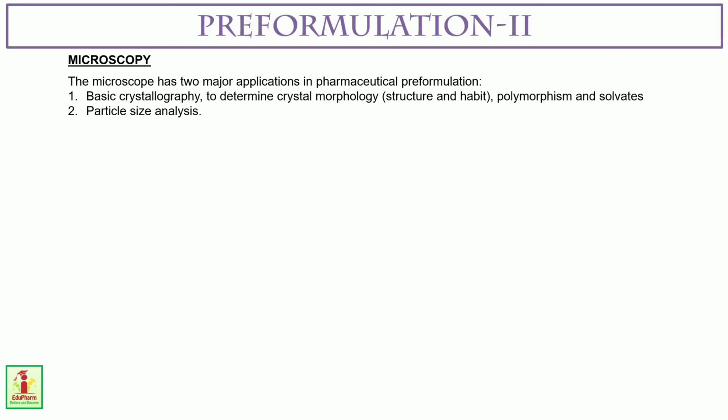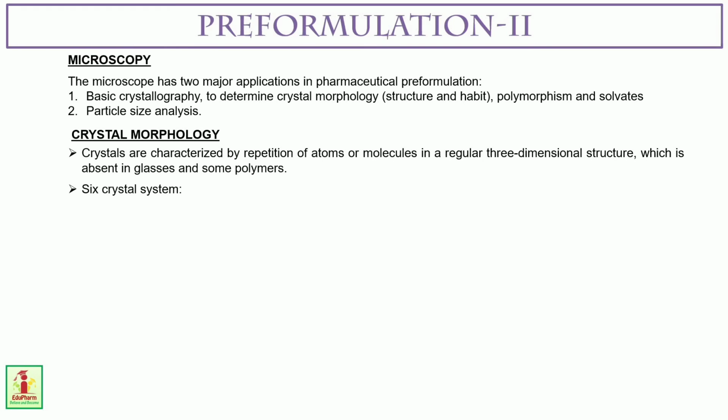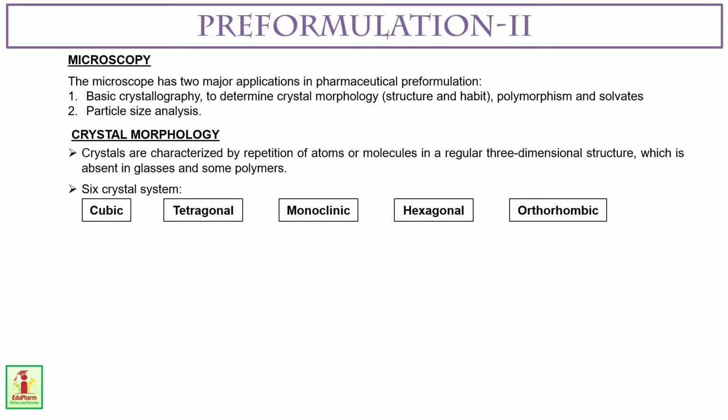Now, what is microscopy? The microscope has 2 pairs of application in pharmaceutical preformulation. One is basic crystallography and the other one is particle size analysis. Now, what is crystal morphology? Crystals are characterized by repetition of atoms and molecules in a regular 3D structure, which is absent in glasses and some polymers. There are namely 6 crystal systems: cubic, tetragonal, monoclinic, hexagonal, orthorhombic, and triclinic. These have different internal structures of spatial arrangement.